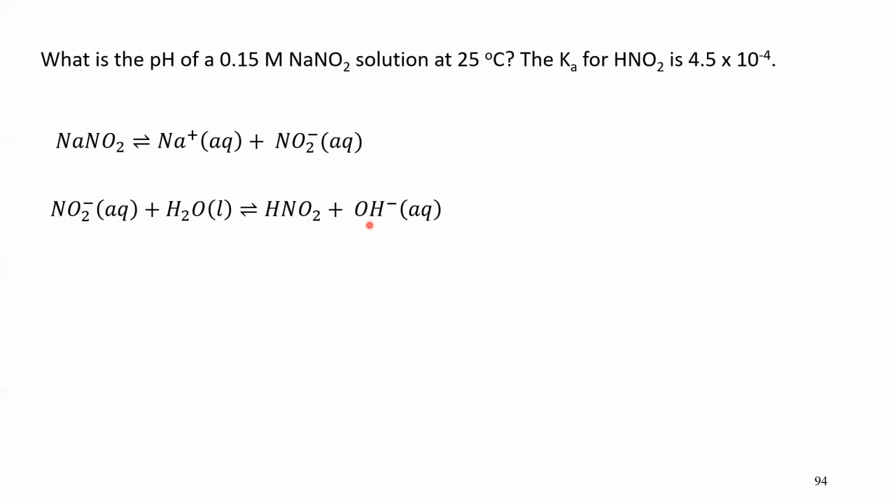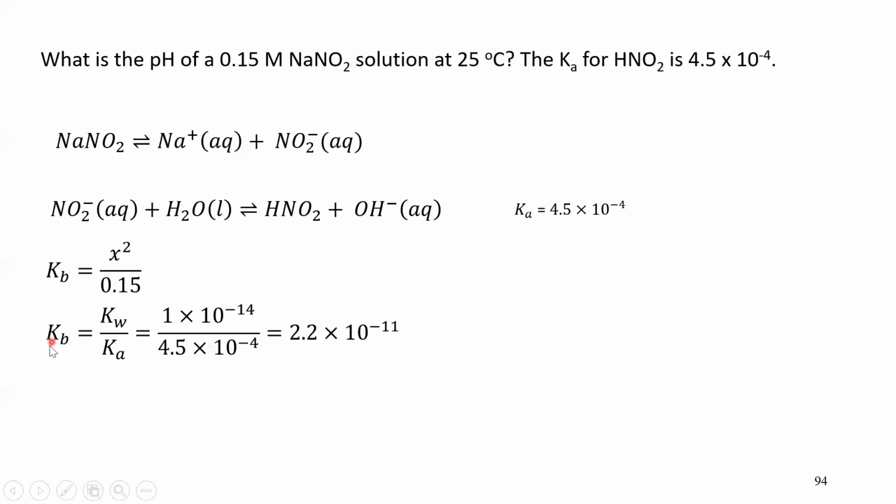So that means we're going to need to write a Kb expression. We were given Ka. So we're going to have to figure out what Kb is. So for our Kb, it's products over reactants. I didn't write the whole thing out here. I probably should have. So x squared over 0.15. Now we don't know Kb. The question gave us Ka. Remember that we can calculate Kb from a Ka value by taking Ka and dividing it into Kw. So Kb equals 2.2 times 10 to the minus 11.